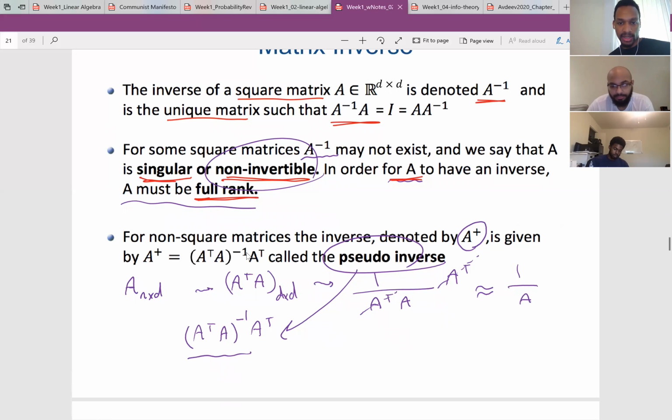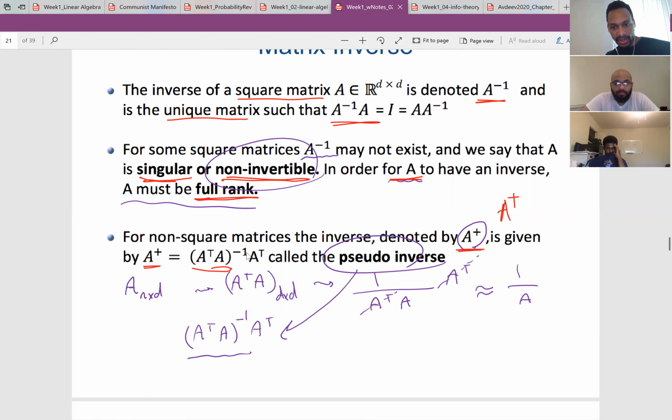For non-square matrices, we can't take an inverse, so we can just take what's called a pseudo inverse, which is denoted by this A and the plus sign. Sometimes you'll see a dagger instead. I guess I can't really draw a dagger, but something that looks more like a cross than a plus sign. But anyway, this is given by A transpose A inverse times A transpose.